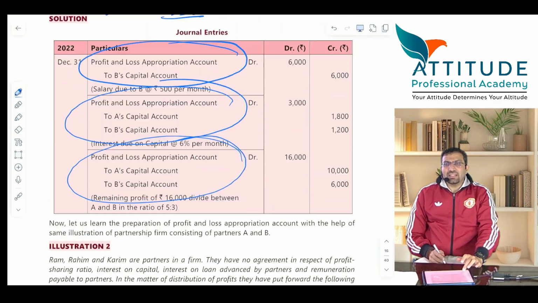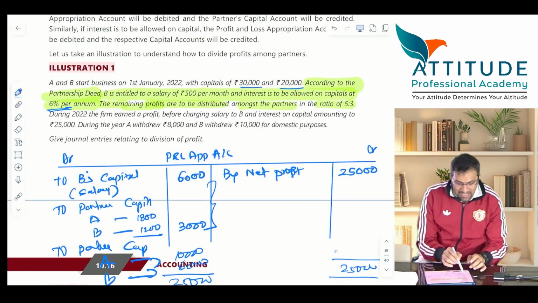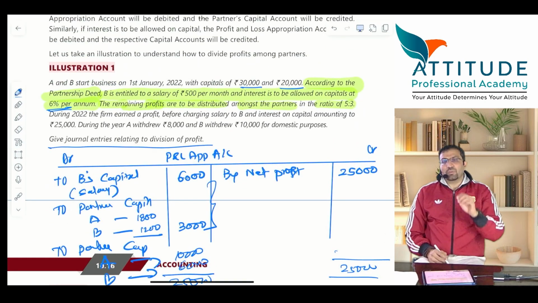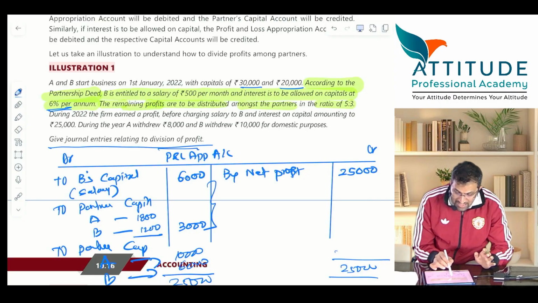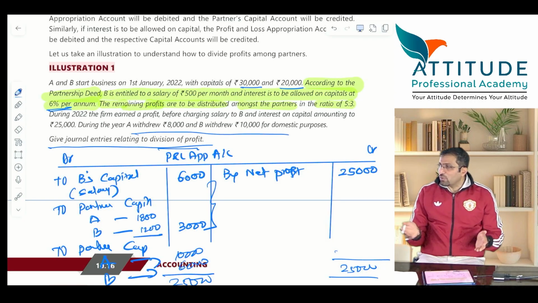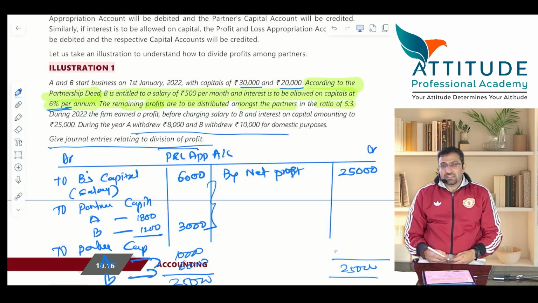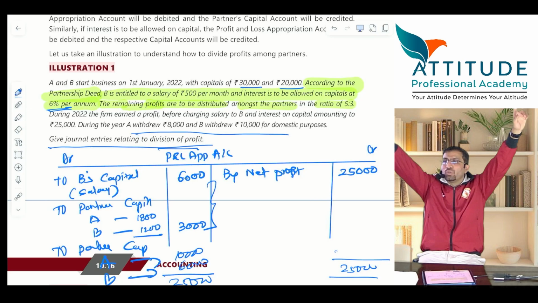Illustration 1 समझ में आया? See, illustration 1 में they have asked give journal entries. You have to give only journal entries and that too related to appropriation. They have not asked journal entries for drawings. That is why they have not passed journal entries for drawings. जैसा क्वेश्चन पूछा गया है वैसा ही आपको आंसर देना पड़ेगा. Any difficulty? Clear? All of you?